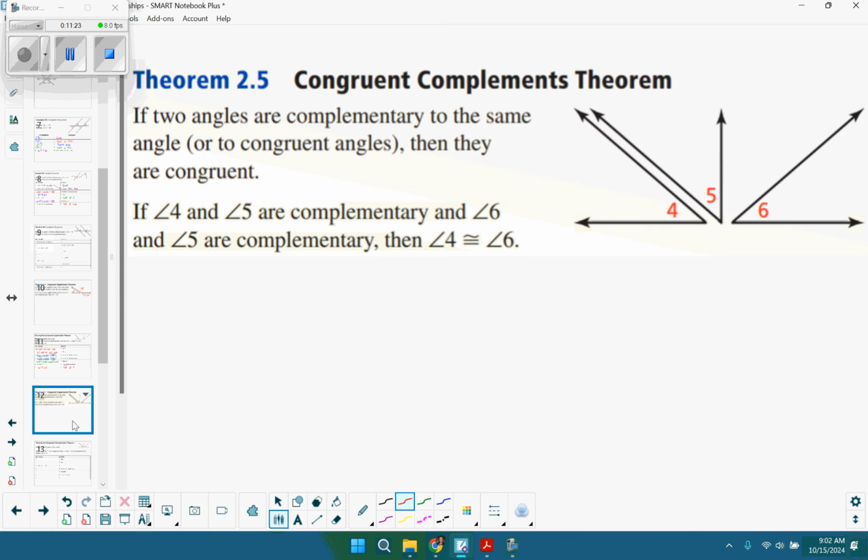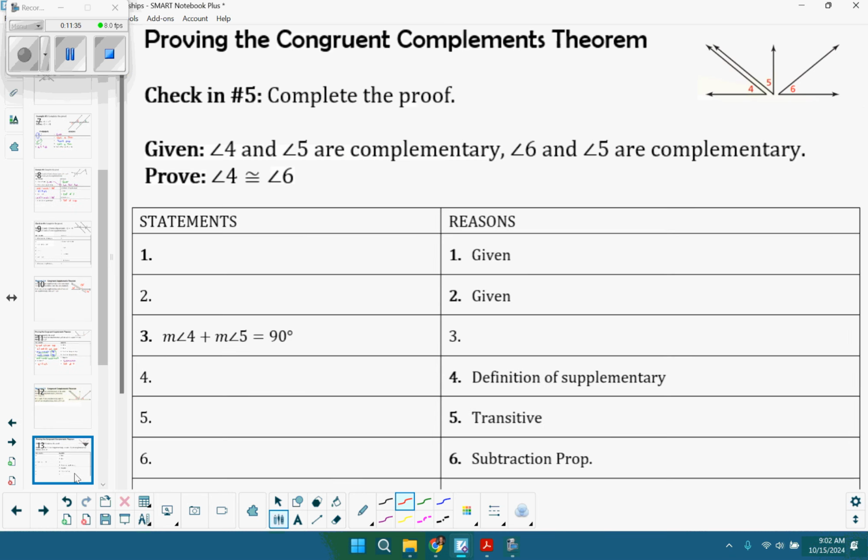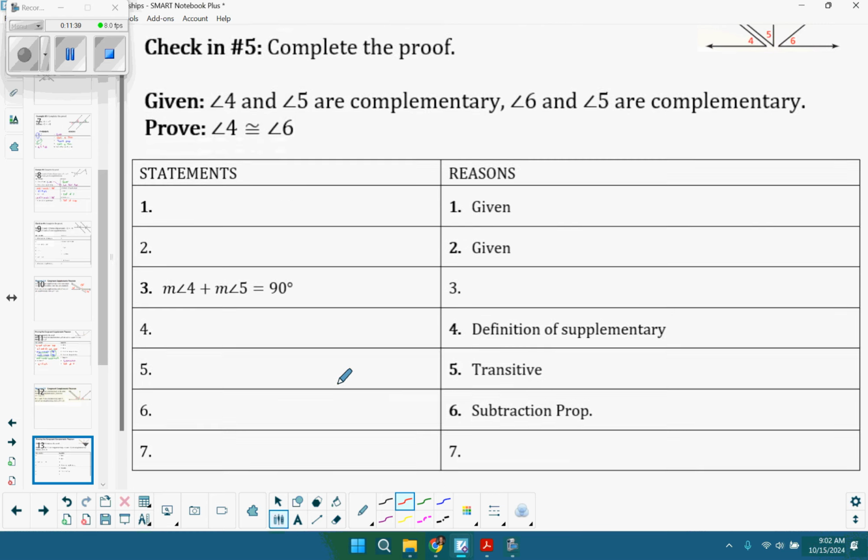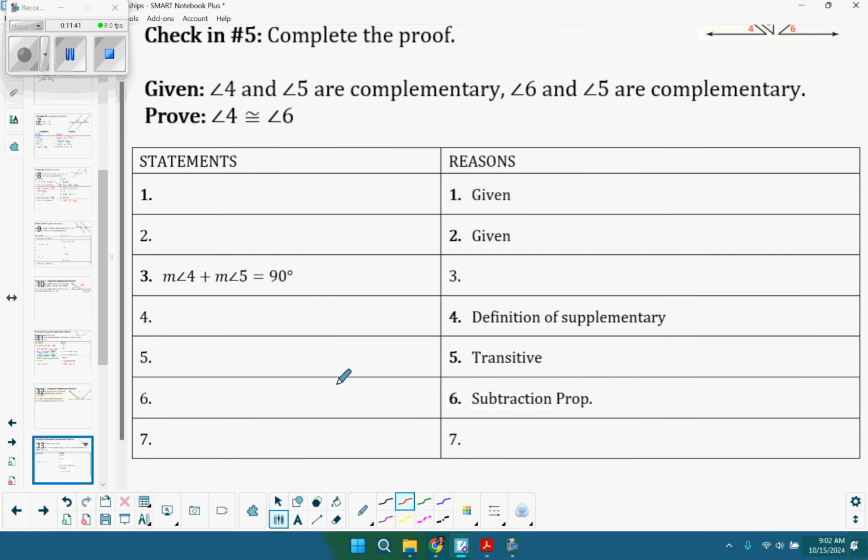So the other theorem is the congruent complements theorem, which basically does the same thing as the congruent supplements theorem. So if two angles are complementary to the same angle, then they are congruent to each other. So the proof for that is the last check-in. If you'd like to give it a try, you can. The answer is posted in the blank notes on Classroom. And that is the end of section 2.6.